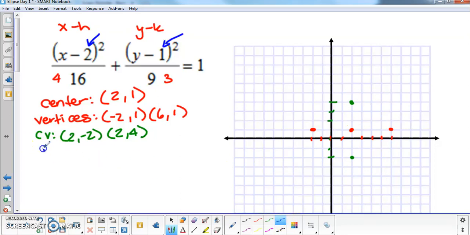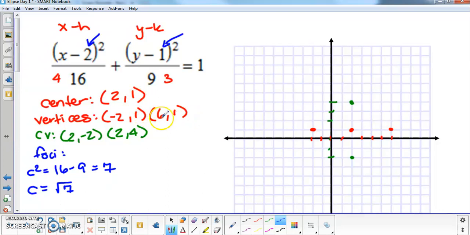Now I have to find my foci, which in order to do that, I need to solve for c squared to get c. So we've got 16 minus 9, because remember, it's a squared minus b squared, so it's always your bigger number minus your smaller number. So that's going to get me 7. So c is going to equal the square root of 7. I can't reduce that, so I leave that as is.